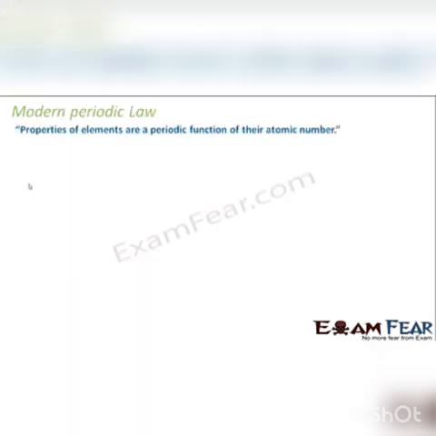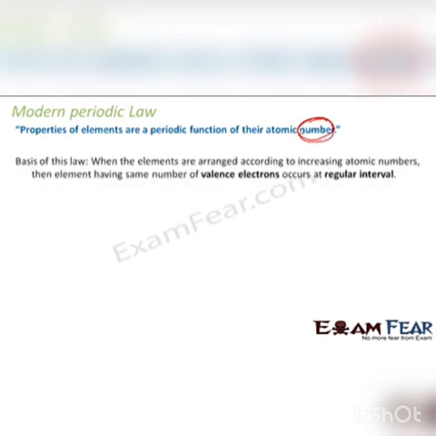So the modern periodic law says that the properties of elements are a periodic function of their atomic number. Please note it is atomic number, not atomic mass. The basis of this law is that when elements are arranged in increasing order of atomic number, elements having the same valence electrons occur at regular intervals. The number of electrons in the outermost shell is called valence electrons. So it follows a periodic function: if you keep arranging the elements in increasing atomic number, elements with the same number of valence electrons occur at intervals.